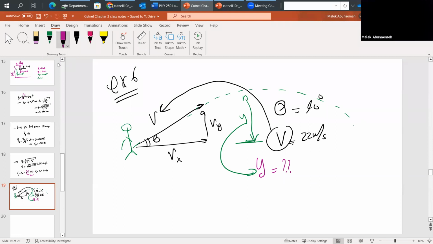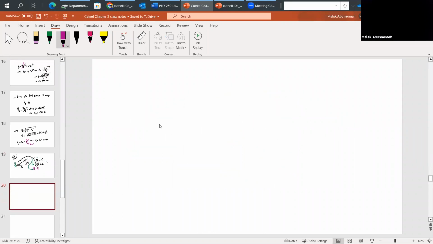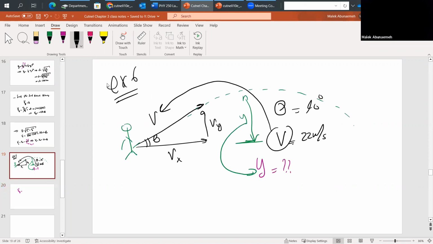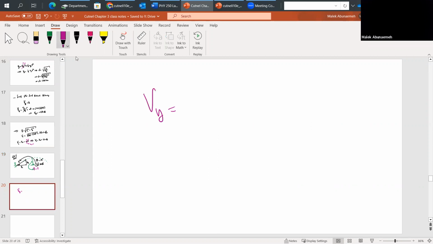All right. Well, first of all, what we need to do is find the velocity in the x and the y direction. Now, the velocity in the y direction is going to equal, and let's label this as initial velocity, that way we can actually deal with the final velocity. So the initial velocity in the y direction is going to equal your initial velocity, hypotenuse, times sine theta, which is going to be your 22 meters per second times sine 40 degrees.